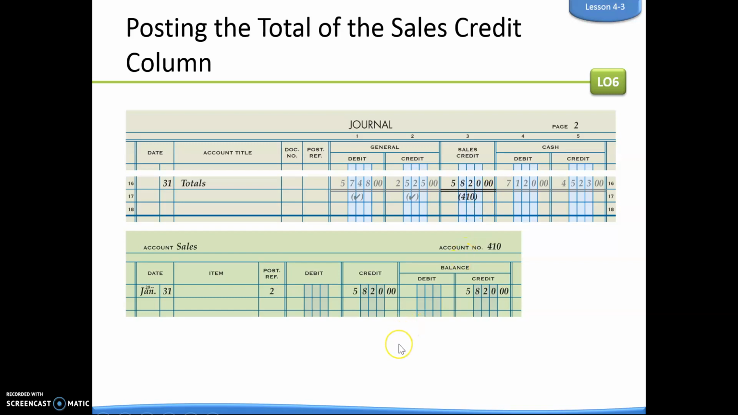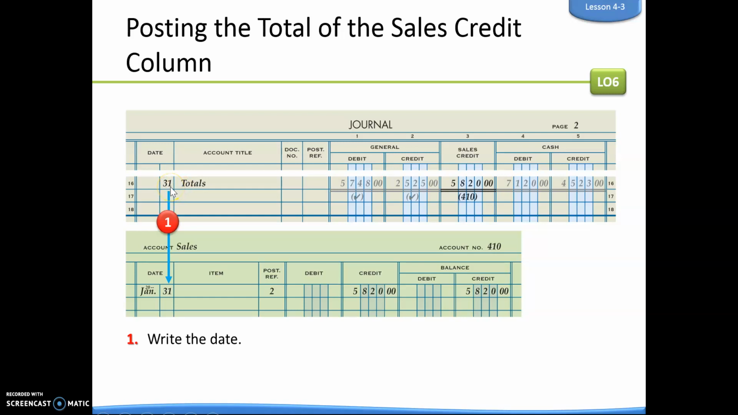What happens is the same posting procedure that we used in yesterday's lesson. It's just we put our post reference number in a few different places. So we start off with our date again. The date, because it happens to be a total, is always the last day of the month.